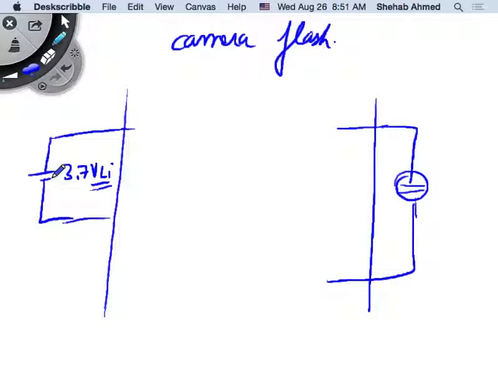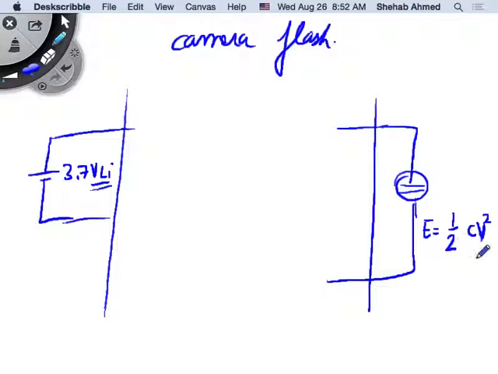What do I mean by dumped energy? What's energy in a capacitor equal to? From your 214 course? Half CV squared, right? That's energy that you can store in a capacitor. So you take that energy, and the idea is to dump it into the flash circuit. So you give a huge amount of energy to that flash circuit, and it will create a great flash, right?